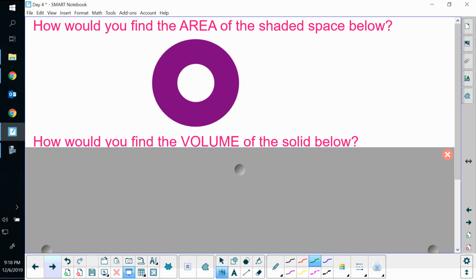So if we wanted to find an area of this washer, we have an outer circle. Let's do the inner circle first. We'll call the inner circle's radius r1. We'll call the outer circle's radius r2. So therefore, the area, notice area, 2 dimensions, would be pi times r2 squared minus pi times r1 squared. It's outer circle minus inner circle.